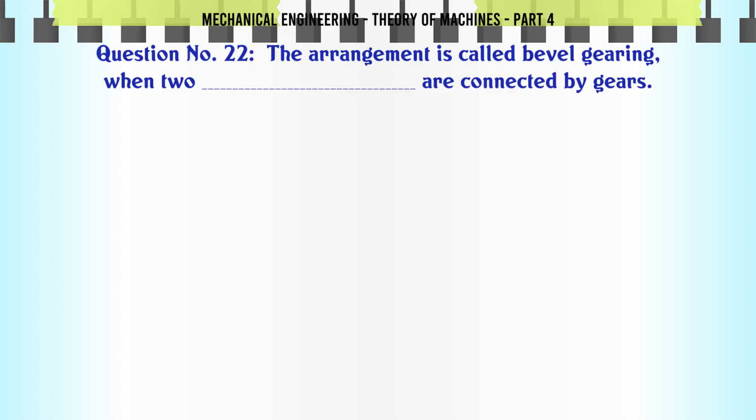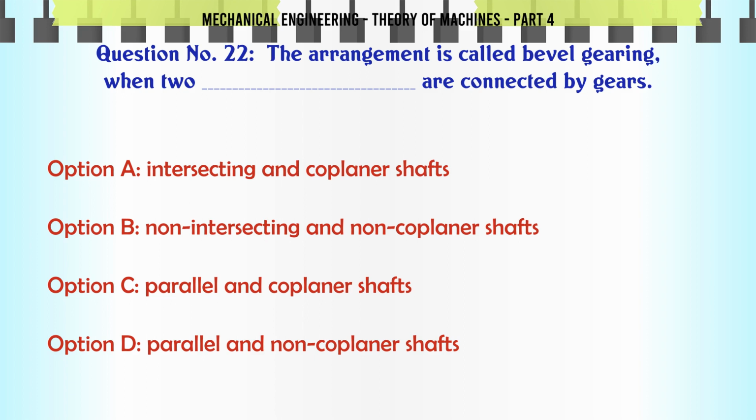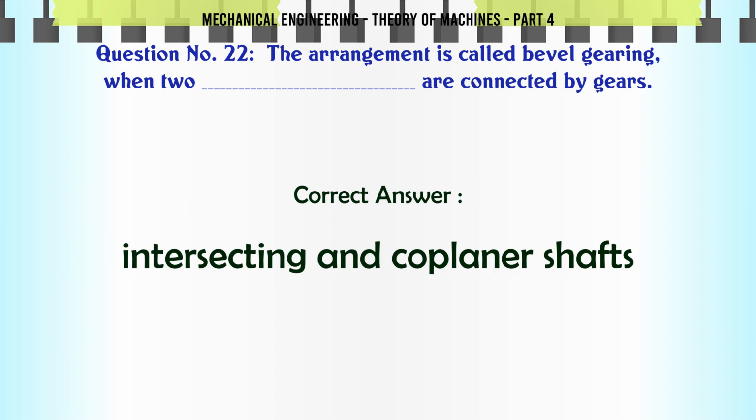The arrangement is called bevel gearing when two shafts are connected by gears. A. Intersecting and coplanar shafts, B. Non-intersecting and non-coplanar shafts, C. Parallel and coplanar shafts, D. Parallel and non-coplanar shafts. The correct answer is intersecting and coplanar shafts.